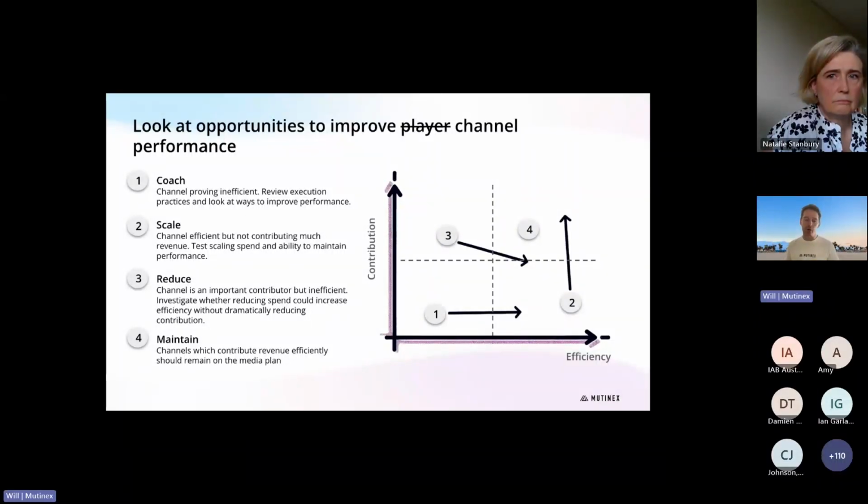If you do that, then you start to move into number two. You're looking really efficient, but you're not contributing very much. So that's when you want to look at, is there an opportunity to scale that channel? Can you start investing more, maintain efficiency, and get much more contribution from it?